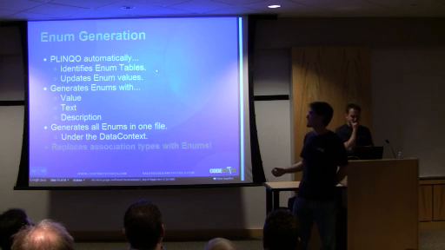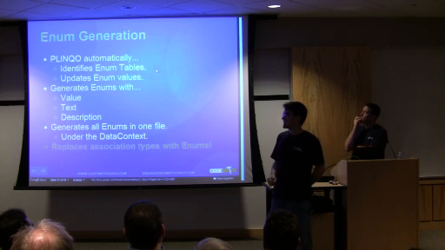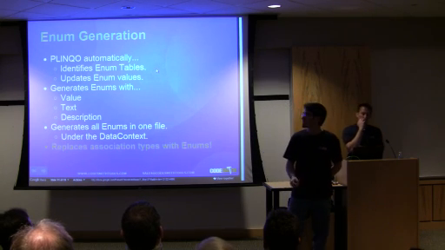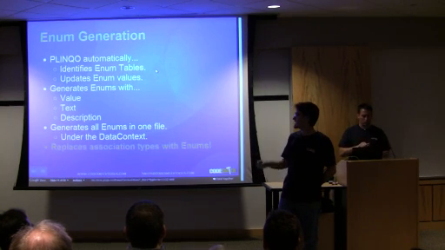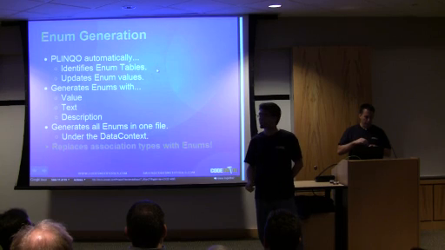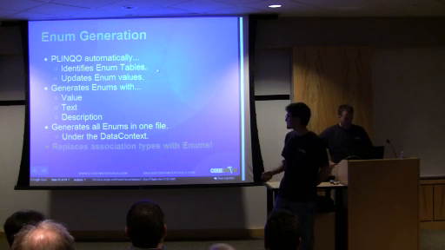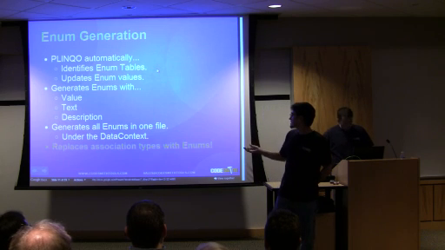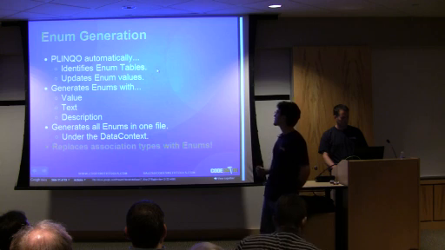So another feature we add right out of the box, enum generation. Plinqo automatically identifies enum tables. When you regenerate, it's going to automatically update those enum tables. When it generates its enums, it's going to include values, text, and even descriptions. So your IntelliSense is going to make sense. It's going to populate that kind of stuff for you. These enums are all generated in one file for each data context. And the best feature, at least in my opinion, is it replaces association types with enums. So what are we talking about when we say that? Again, let's go look at code.